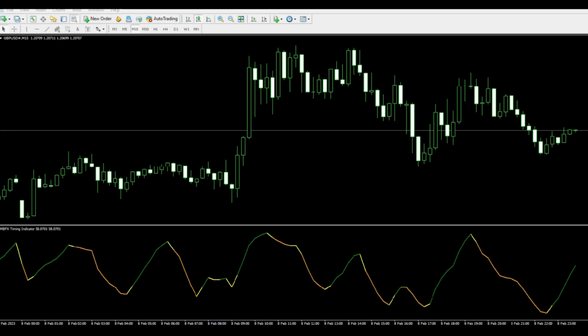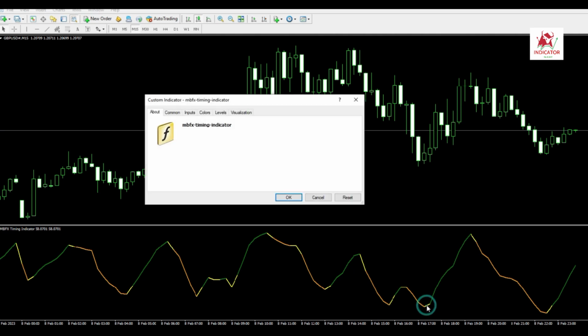The mbfx timing indicator shows micro trends. The green color represents a bullish trend, the orange color represents a bearish trend, and the yellow color is a transitional period. The mbfx timing indicator is a powerful and helpful tool in MetaTrader that allows traders to gain insight into the timing of their trades and make better informed decisions.